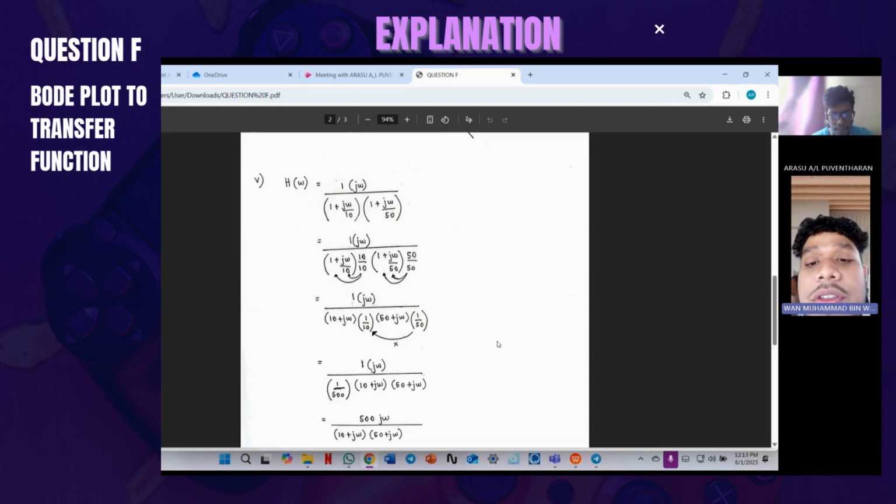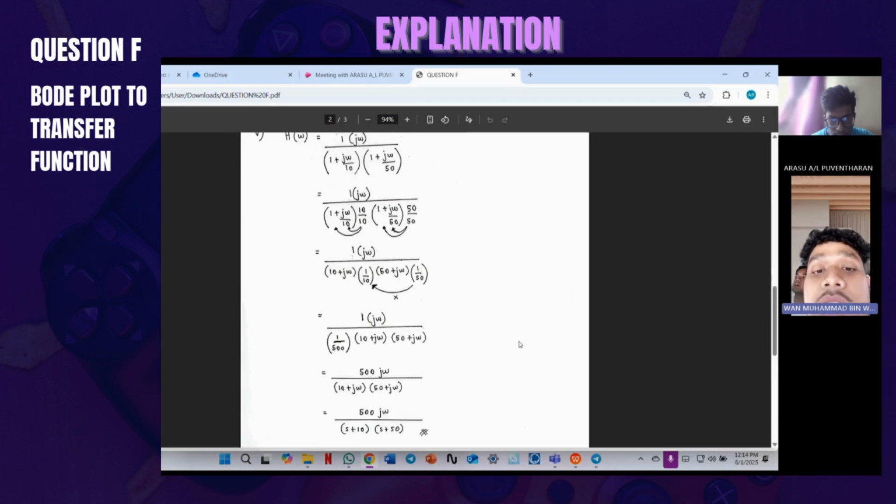So this is a typical transfer function in the frequency domain, where j is the imaginary unit and omega is the angular frequency. To simplify this expression, we multiply the terms in the denominator by their respective constants. We need to divide and multiply the first bracket by 10 over 10, and the second bracket by 50 over 50.